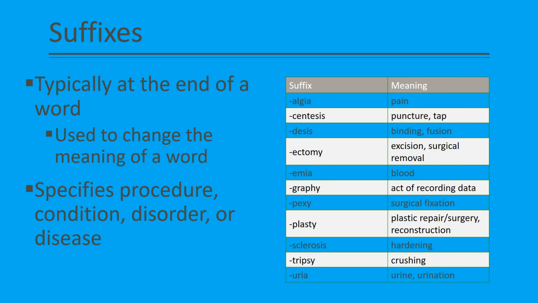Just like prefixes, suffixes are used to change their meanings, but are usually at the end of a word. They typically indicate the procedure, condition, disorder, or disease. This slide provides a brief listing of suffixes and their meanings. For example, the suffix plasty means surgery or repair, and the suffix ectomy means excision or surgical removal.